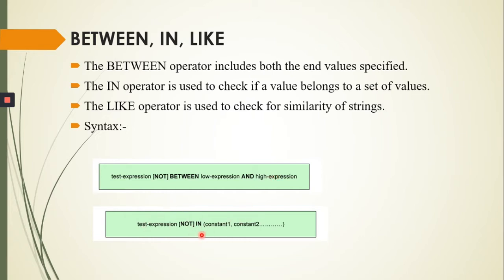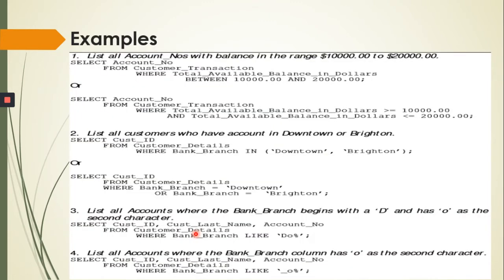Now second is in. Here also we have a test expression, in constant 1, constant 2, up to constant n, and our answer will be from these constants. Sometimes it is not in, so we have to use not before the in operator. So we can use both between and not between, in and not in. Now see the example.